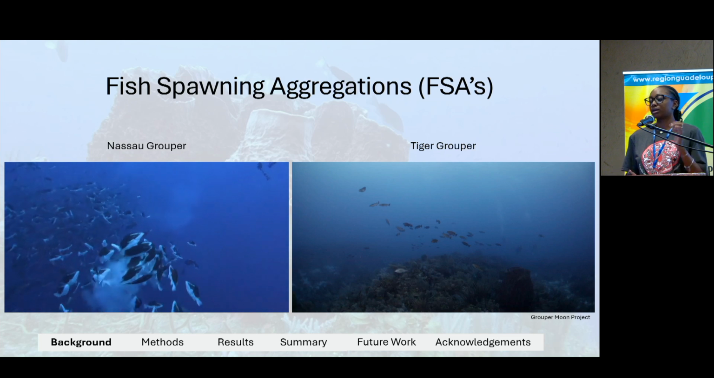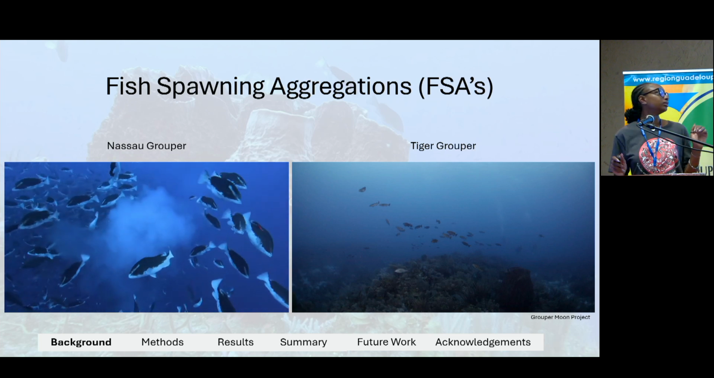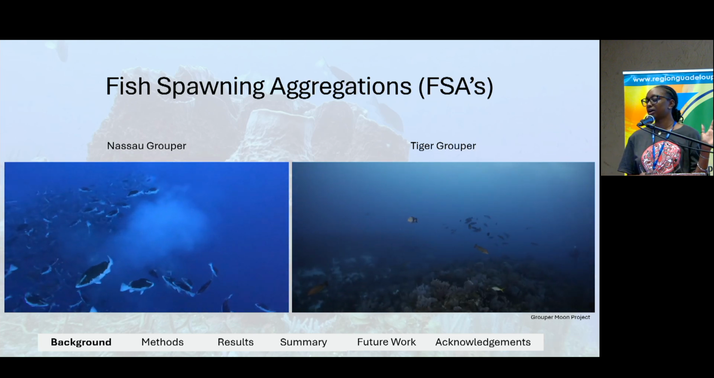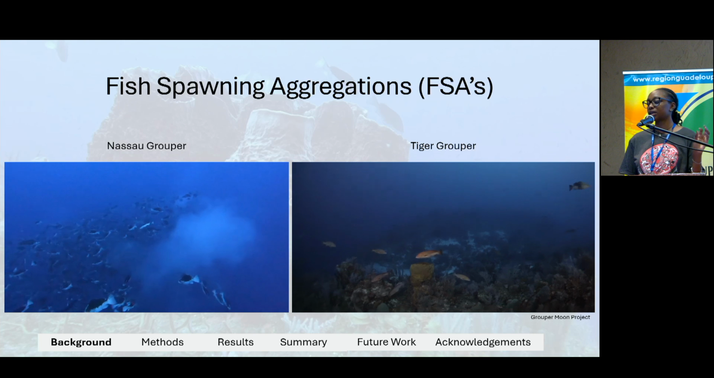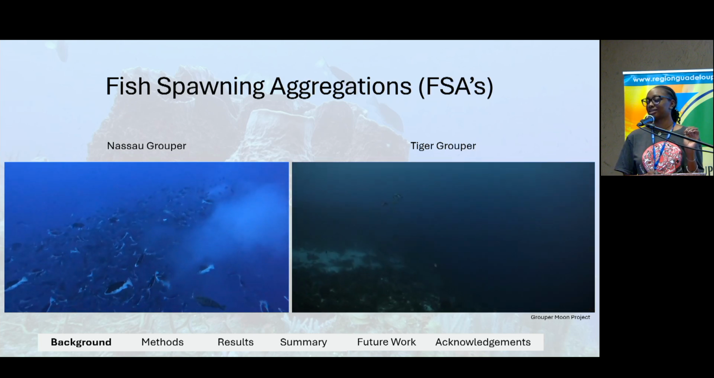So this is the spawning aggregation site that I study on the west end of Little Cayman in the Cayman Islands. On the right, you will see Nassau grouper spawning, and on the left is a video of a much smaller tiger grouper spawning site. They're gonna pop up in the back in a second in this video.